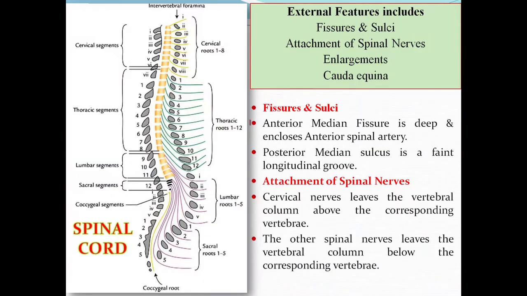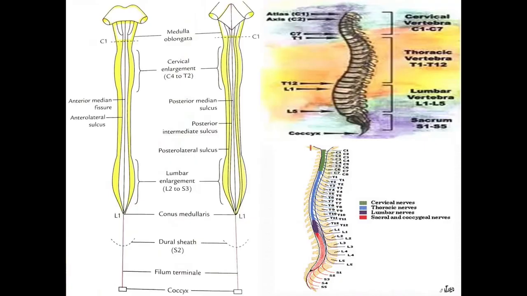And then when you see the anterior median fissure, it is very deep. Why is it deep? It encloses, as you will study later in the blood supply, the anterior spinal artery. Almost the anterior two-thirds section of the spinal cord will be supplied by the anterior spinal artery. And also the posterior median sulcus, which is a faint longitudinal groove. Once you know the features of the sulci, let me take you to the photograph.